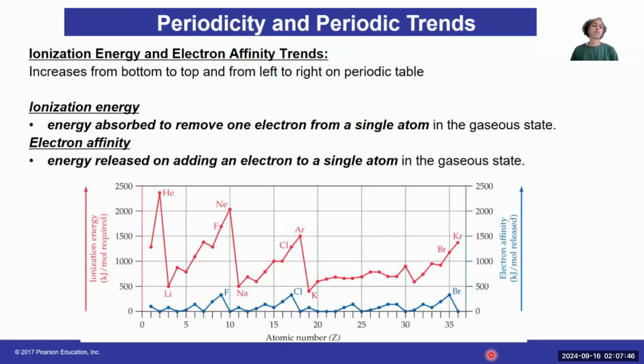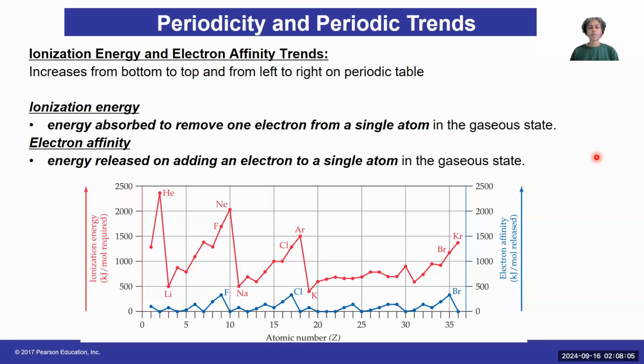The next 2 trends we're going to take a look at are ionization energy and electron affinity. They both have the same trend in that they increase from bottom to top and from left to right. It's opposite of the atomic radius and metallic character.